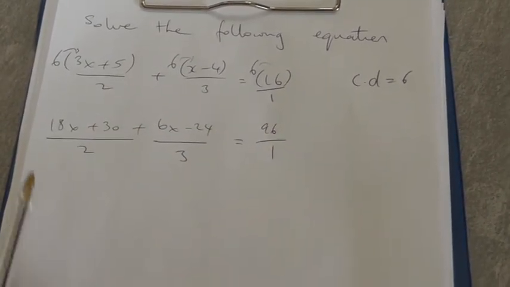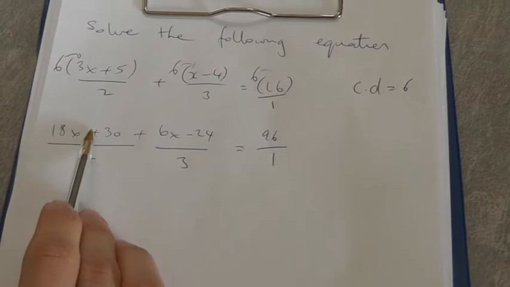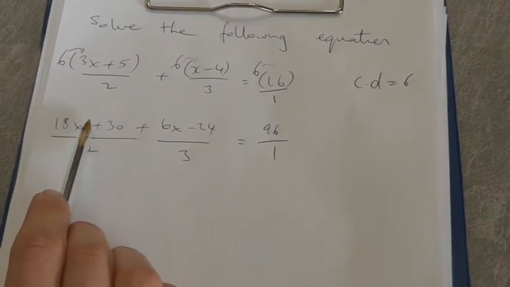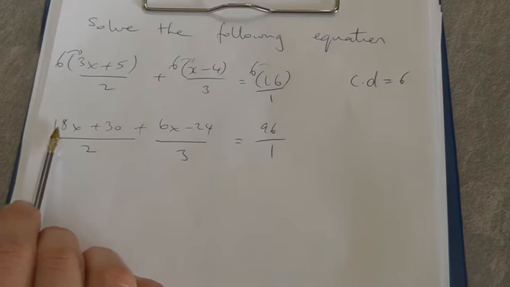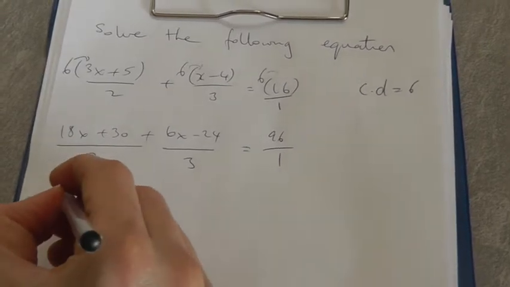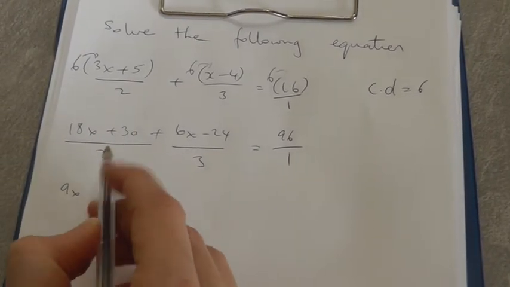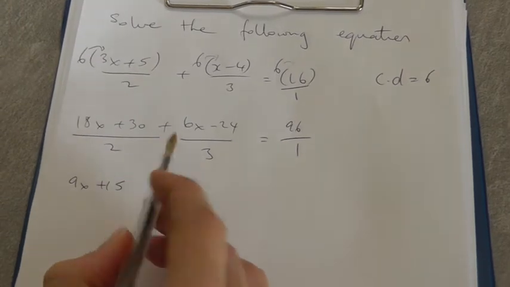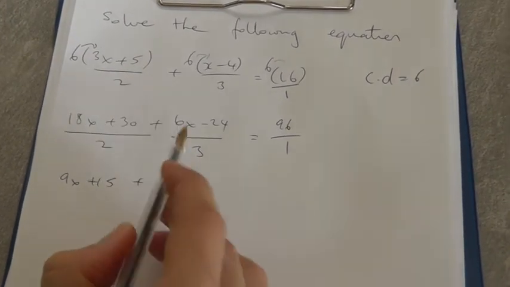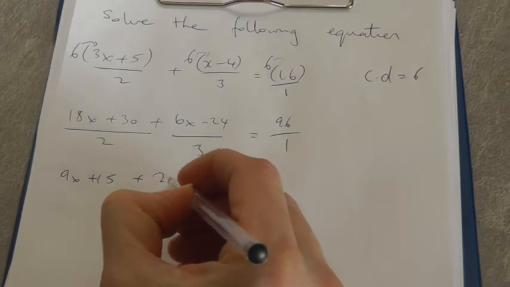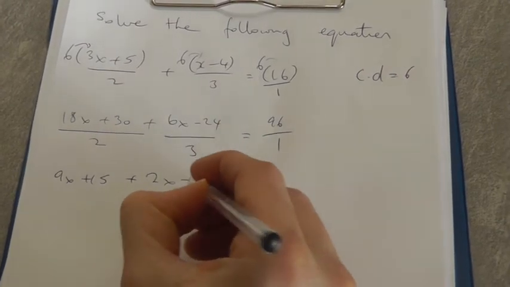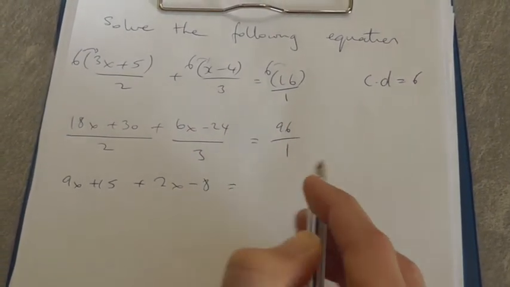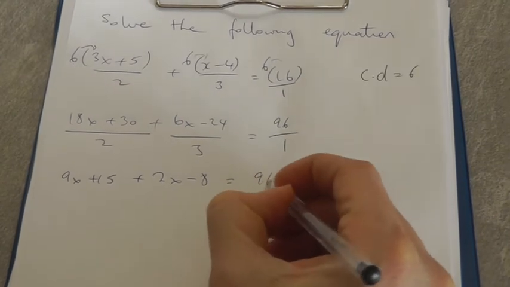Now to simplify the fractions, I divide the base into the top. And that's what a fraction is. It's the top divided by the base. So we're now going to go 18x divided by 2 is 9x. 30 divided by 2 is 15. Bring down my plus. 6x divided by 3 is 2x. And minus 24 divided by 3 is minus 8. And bring down my equal sign. And 96 divided by 1 is 96.